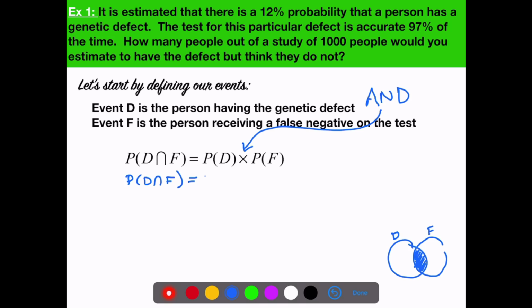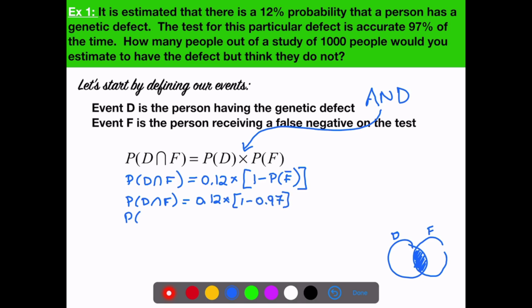So if I want to continue working with this, we're going to say probability of the intersection. Probability of having the defect is 12%, so just convert to a decimal or a fraction, times probability of having the false negative test. That's actually not given to us in the question, though. What is given to us, though, is the probability that they have an accurate test. So that's the complement of getting a false negative. I could have defined the event differently in saying they had an accurate test as well, and then I just wouldn't have to write the complement like that, and that would have been fine. So continuing on, I can sub in that value. 0.12 times 1 minus 0.97.